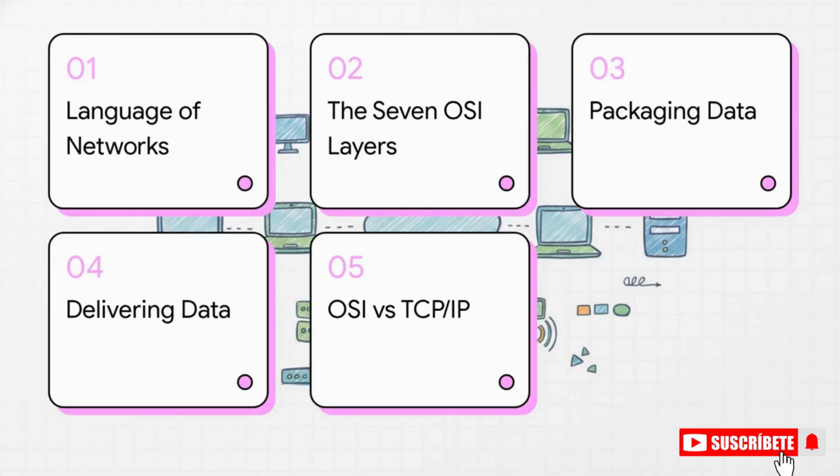So here's our quick roadmap for today's explainer. 1. The language of networks. 2. The 7 OSI layers. 3. Packaging data through encapsulation. 4. Delivering and unpacking data. And finally, 5. OSI versus the TCP/IP suite.